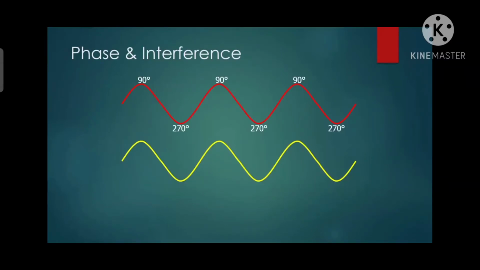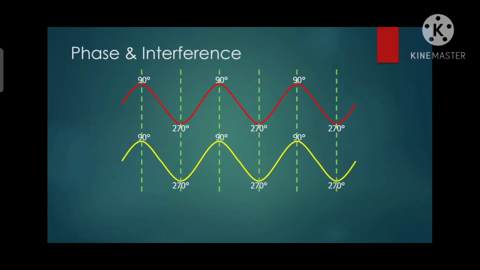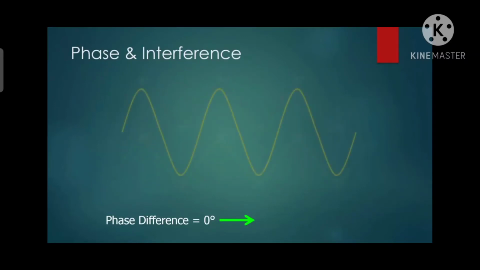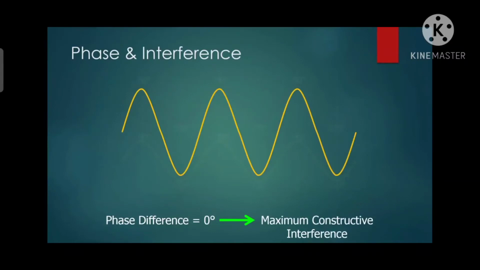So just like we said a few seconds ago, crests are 90 degrees, troughs are 270 degrees. Same thing for the yellow wave, and if we look at how these line up, we'll see that the crests line up with the crests and the troughs line up with the troughs, and so we would say that there's a phase difference of 0 degrees. 90 minus 90 is 0, 270 minus 270 is 0. The result of a 0 degree phase difference is maximum.